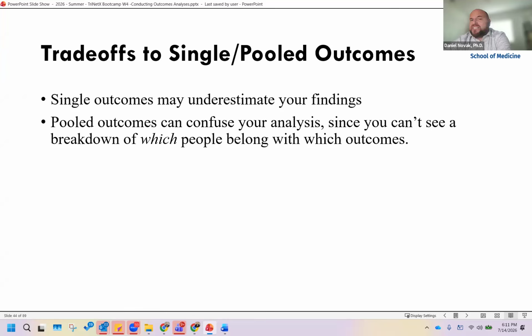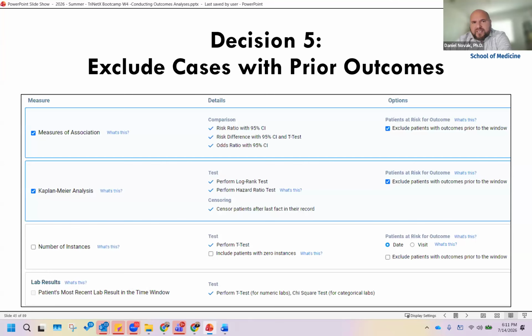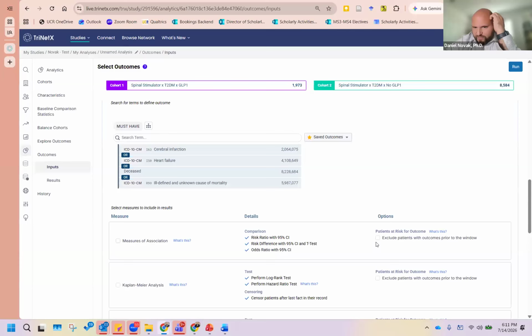Single outcomes may underestimate your findings, right? You may wind up not including everything that you would think. But pooled outcomes can confuse your analysis since you can't see a breakdown of which people belong with which outcomes. And that leads us to decision five, exclude cases with prior outcomes. This is a very, very important box. It's extremely important to know what this does and how it works because it can impact your study.